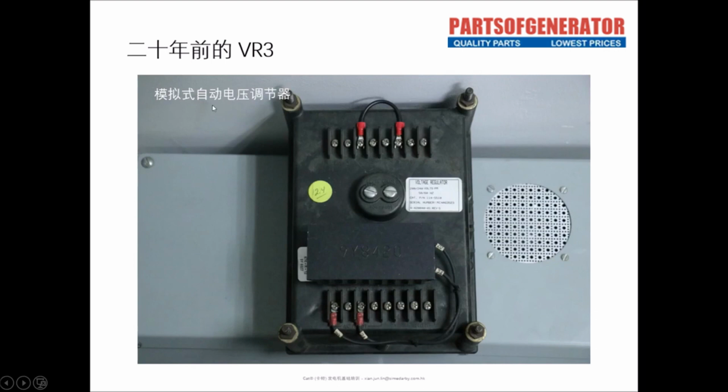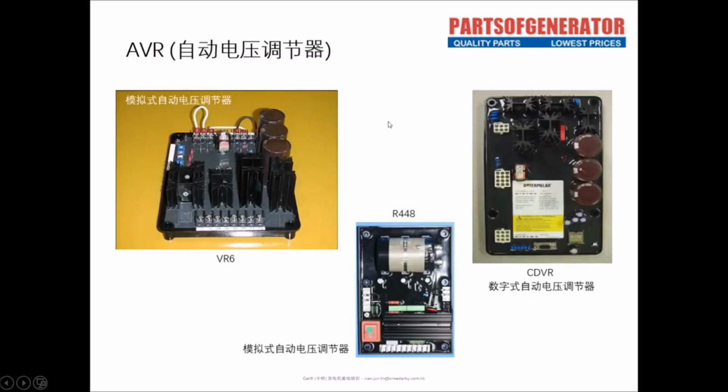Another classification method is the control technology used by this AVR. Is it analog electronic technology or digital electronic technology? The so-called digital electronic technology is, it is said that our AVR has a CPU, which has computing power. The processing inside it is to digitize the analog quantities first and then process them.